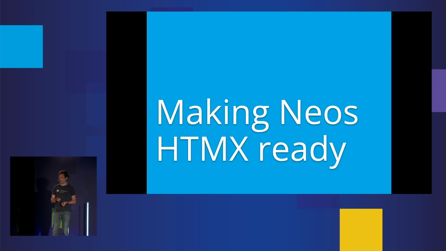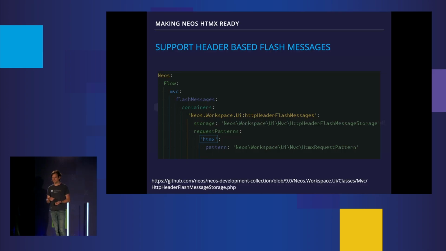So to make all that work, we had to adjust Neos a tiny bit so it's HTMX ready. The first thing was to add Flash messages support, so that HTMX can handle them. For that, we needed a specific HTTP header Flash message storage that is activated as soon as an HTMX request to the backend is triggered. It detects the header, and then it stores Flash messages in the header instead of the markup or somewhere else. That was very useful. I will show later how we use those headers.